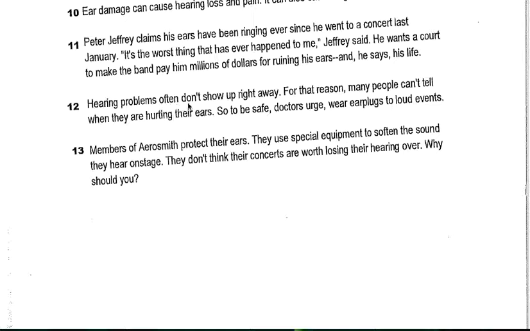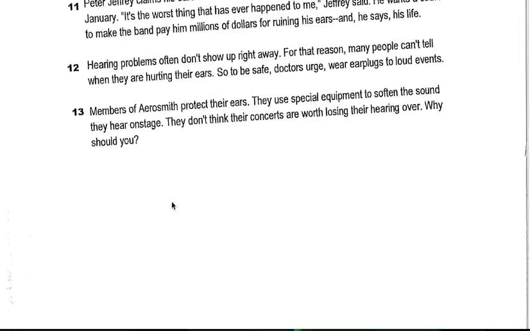Hearing problems often don't show up right away. For that reason, many people can't tell when they are hurting their ears. So, to be safe, doctors urge people to wear earplugs to loud events. Members of Aerosmith protect their ears. They use special equipment to soften the sound they hear on stage. They don't think their concerts are worth losing their hearing over. Why should you?